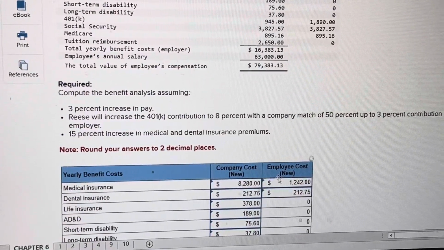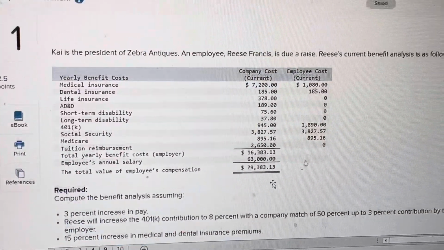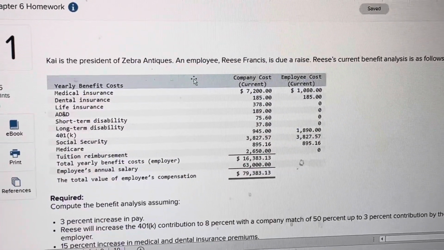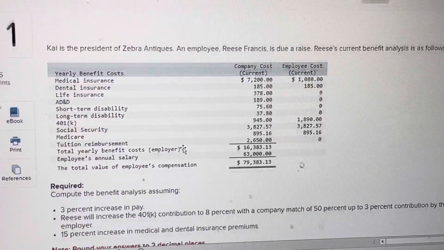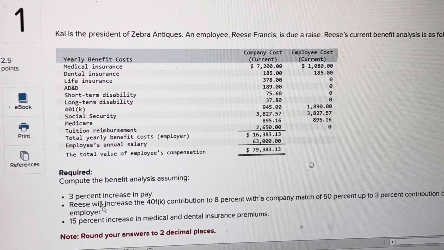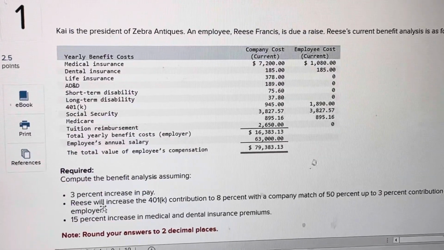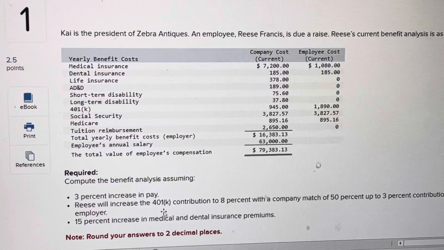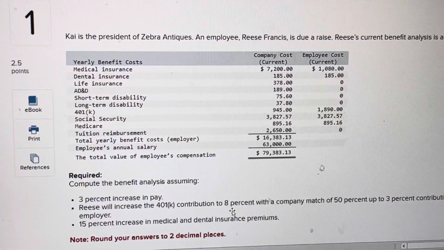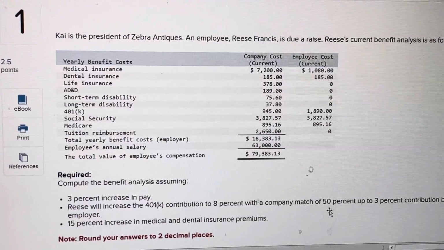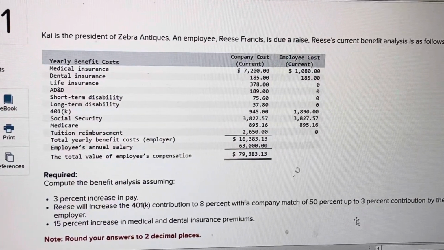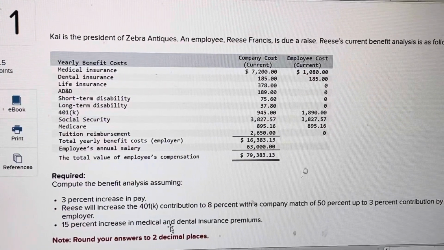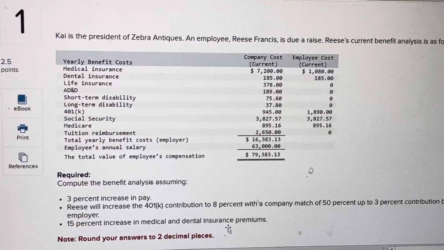So these are the costs from the previous year, and it says here there's a 3% increase in pay, and also that this employee contributed more, 8% this year, and the company will match 3% of the contribution. There's also a 15% increase in medical and dental premium.